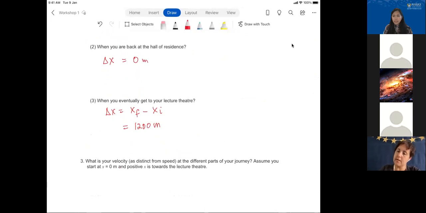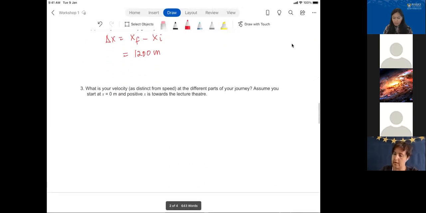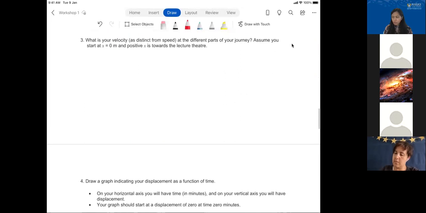Good. Is that okay so far? Right. Next question, what's your velocity as distinct to speed at the different parts of your journey? Yeah, so this was the question. Okay, no questions there.